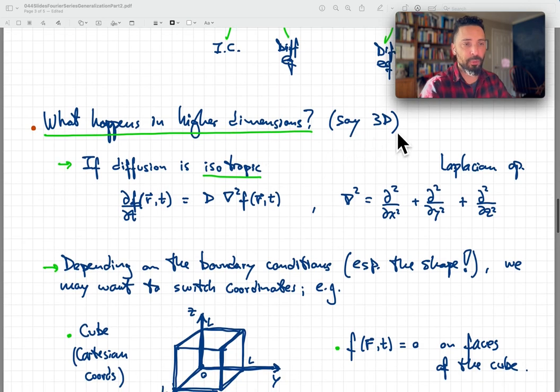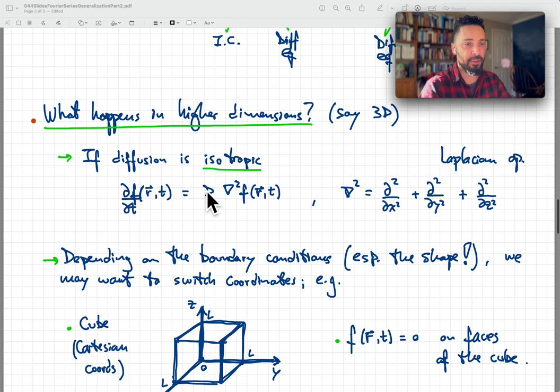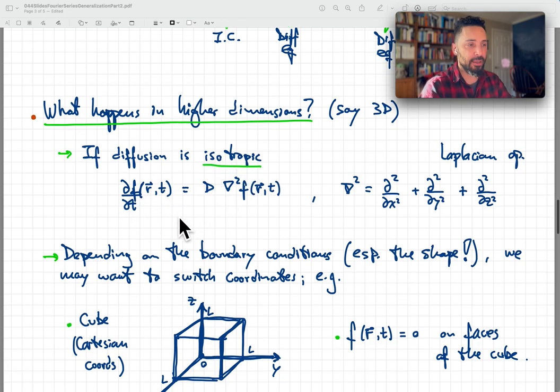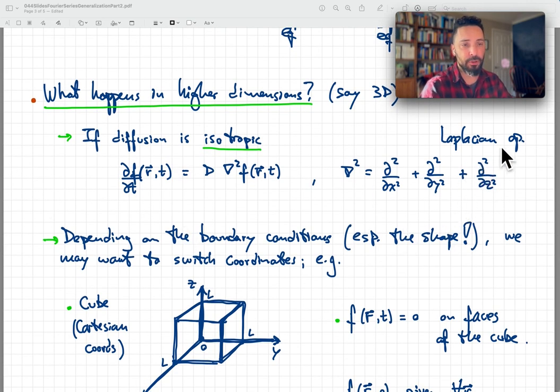So suppose we go to 3D and our diffusion is isotropic, so this constant D doesn't depend on the direction, so isotropic means the same in all directions, then this will be our differential equation for diffusion. And no matter what's diffusing, that's described by f, such an f should obey this differential equation, where this nabla squared is the Laplacian operator, which is the sum of the derivatives in the x, y, and z directions. And of course, if you were in 2D, then you would drop the z derivative and you would have just the x and the y part.